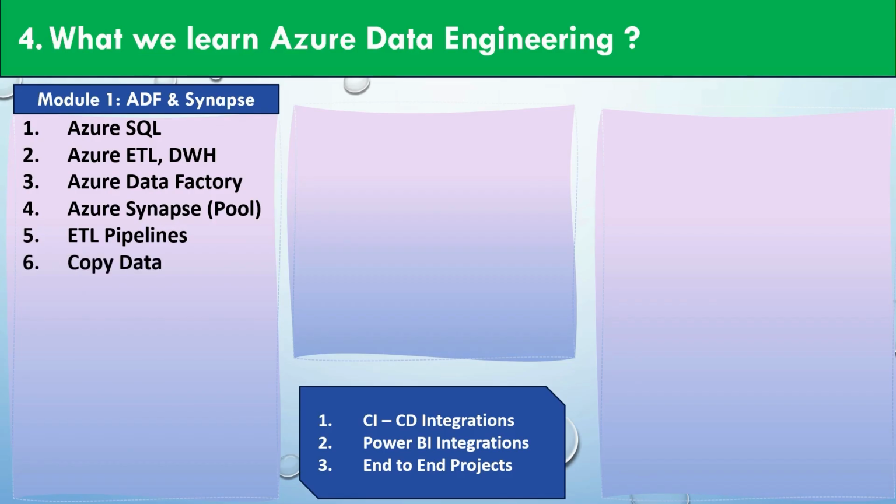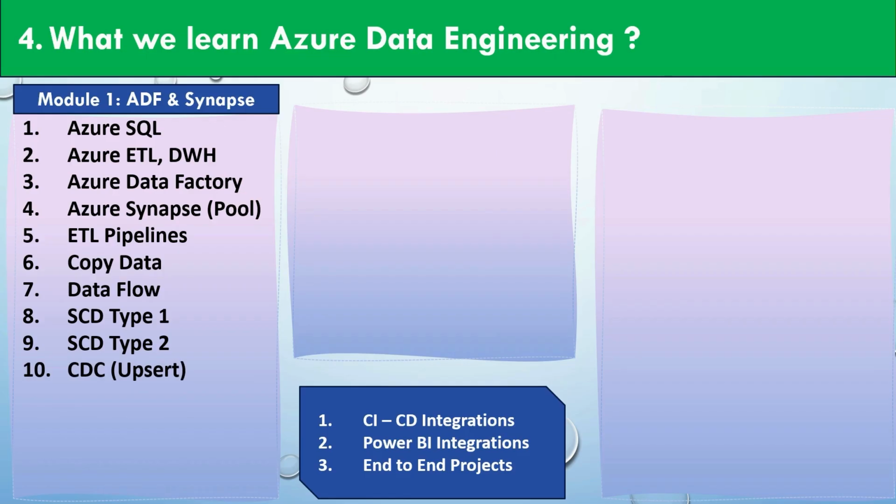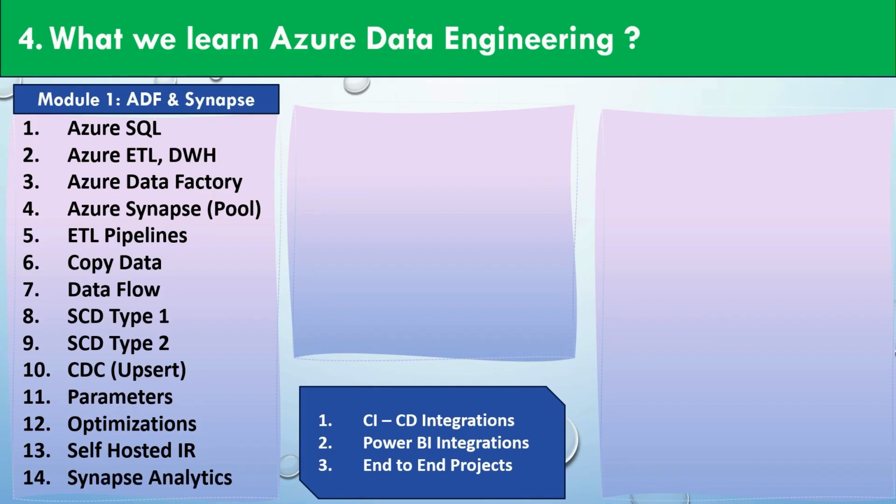Then we have the copy data activity, data flow activity, and SCD type 1 versus SCD type 2. We have CDC and how to perform upsert operations. Next, we have how to create parameters and how to use parameters for creating pipelines and importing the data. We have different types of pipeline optimizations by using which we can extract maximum output. Next, we have self-hosted IR integration runtimes. So we'll be learning about self-hosted integration runtime, auto-resolving integration runtime, and we'll also learn about Synapse Analytics. So this is module 1, under which we'll learn about Azure Data Factory and Synapse.